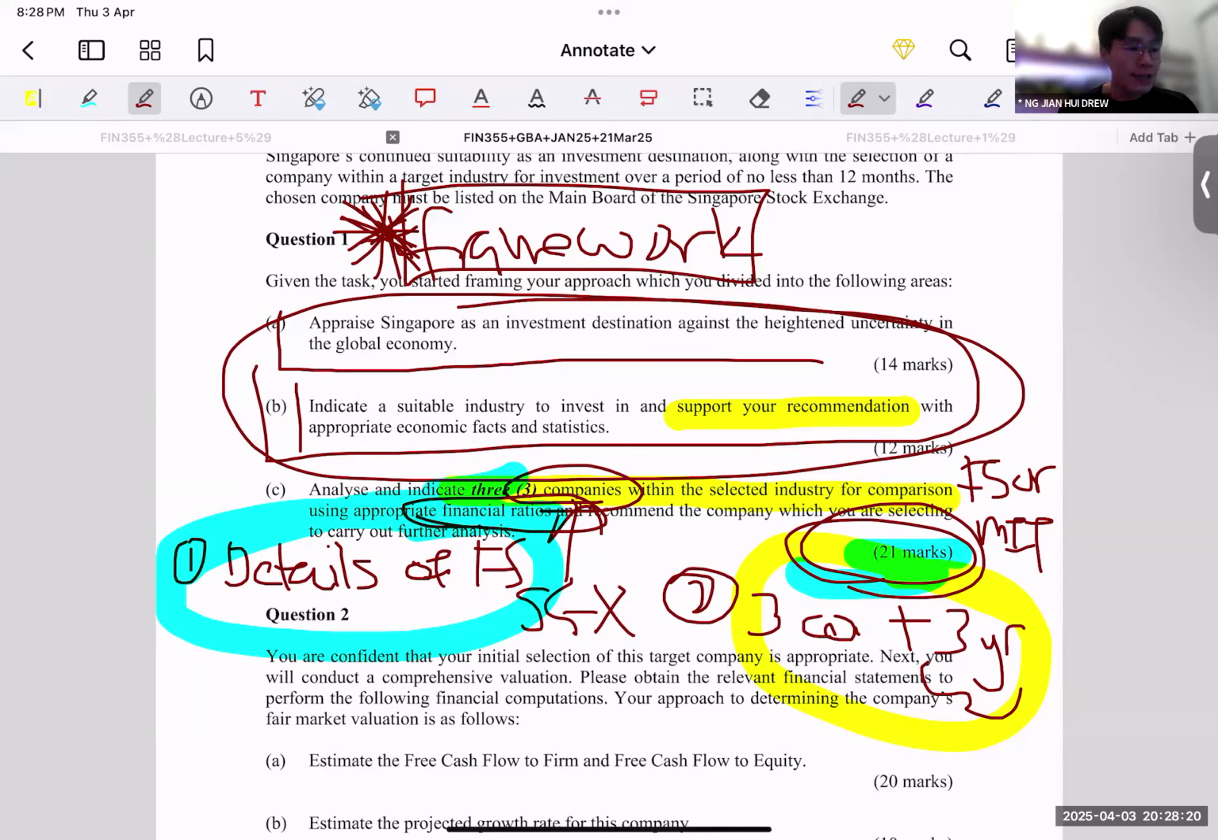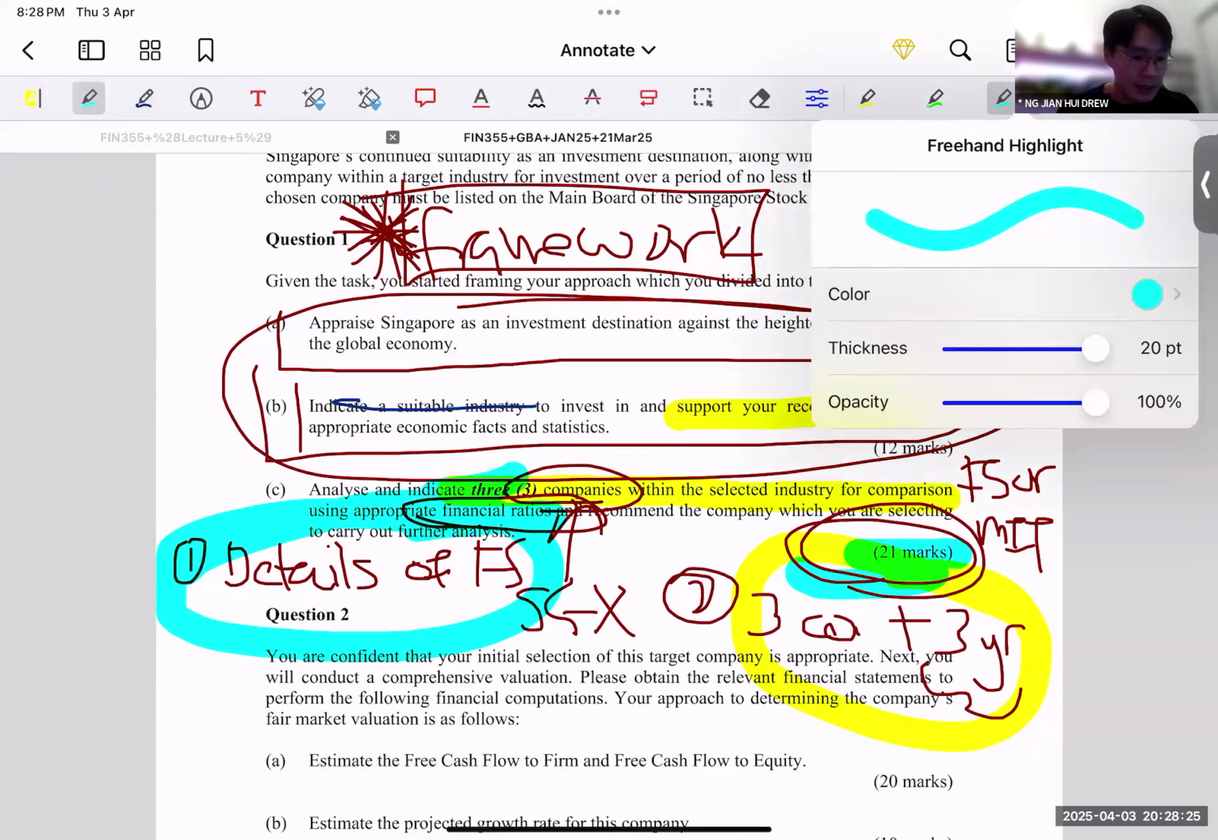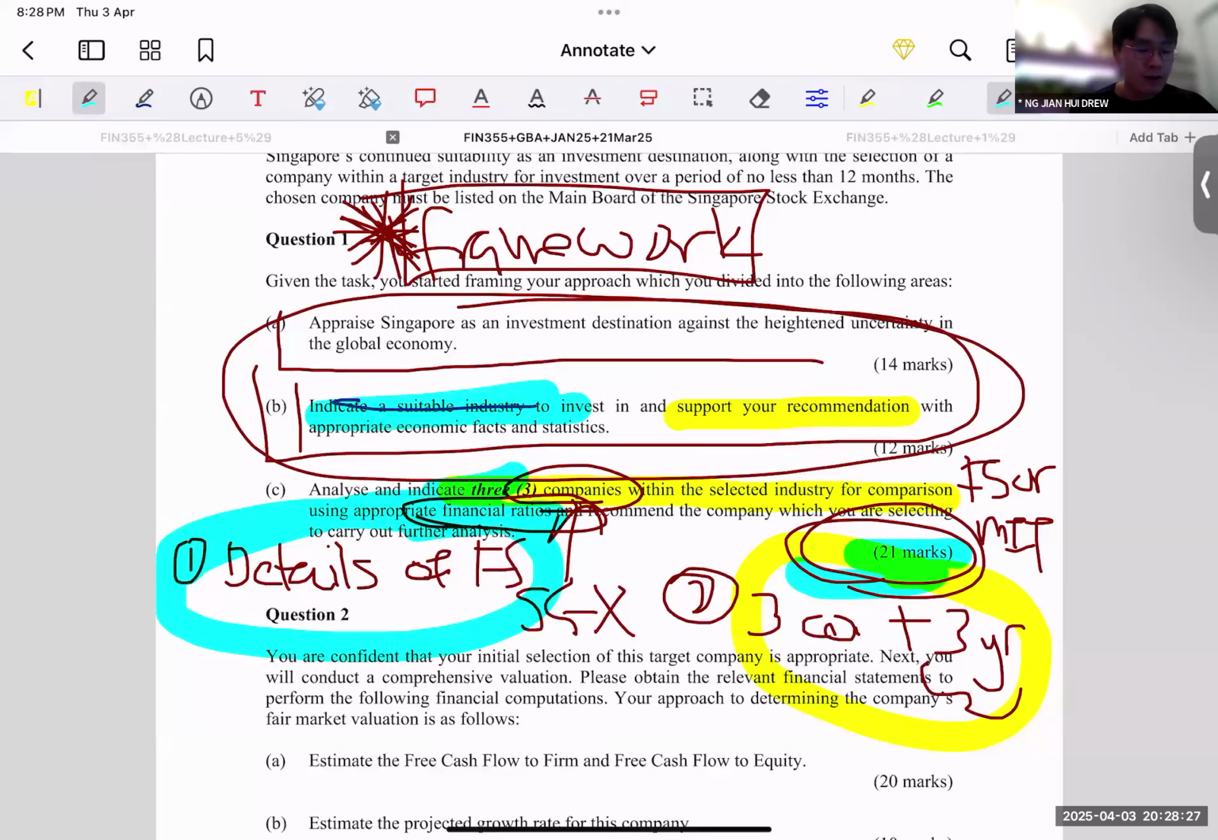So when you do your industry analysis, you need to be very clear what we are talking about. So if your industry analysis is talking about farming, agriculture, grain procurement, all these things, and then the company you chose is Sheng Siong, you are wrong. Why? Because Sheng Siong is a supermarket. They are not growing stuff. So your industry analysis does not match the company really.